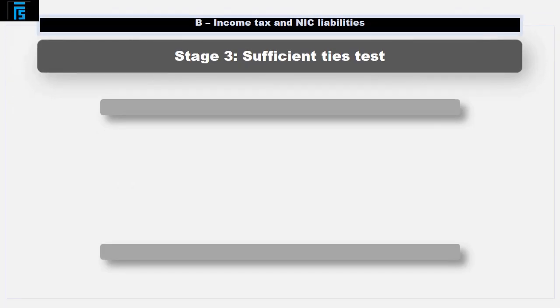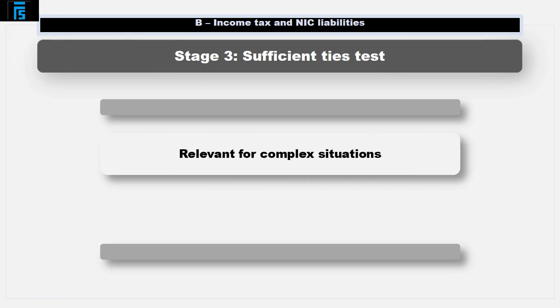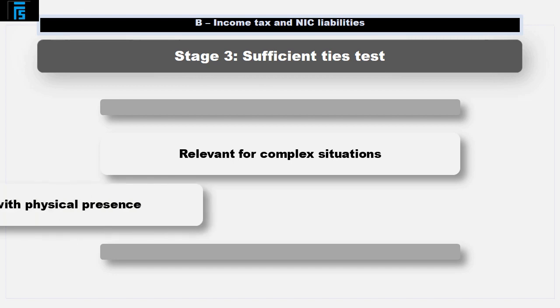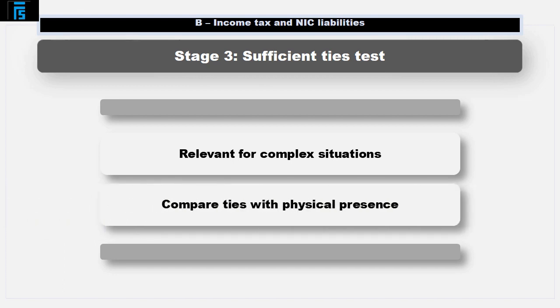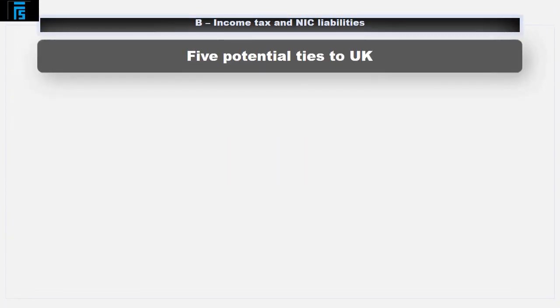The final stage of looking at whether the person has sufficient ties to the UK to be considered UK resident will only apply if the previous 2 stages have not produced an answer, and so is likely to only be relevant to people with relatively complex affairs. This test requires us to look at how many ties an individual has to the UK and compare this with the number of days physically present in the UK in the tax year under review.